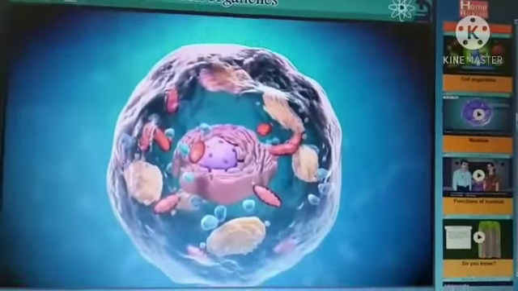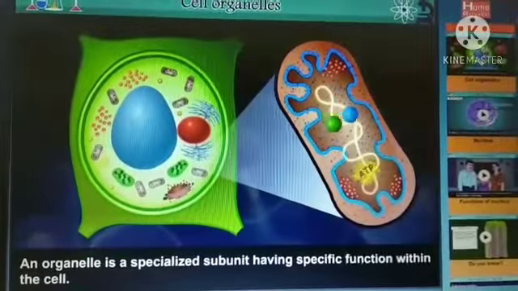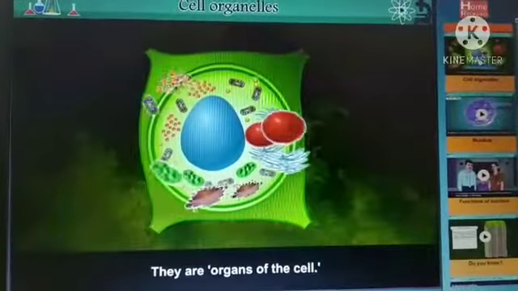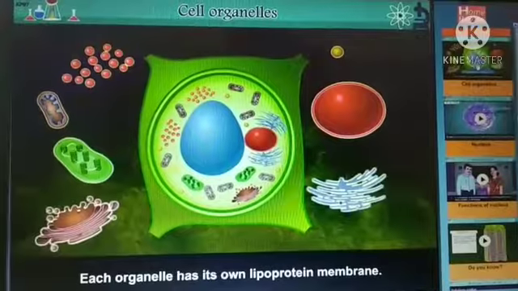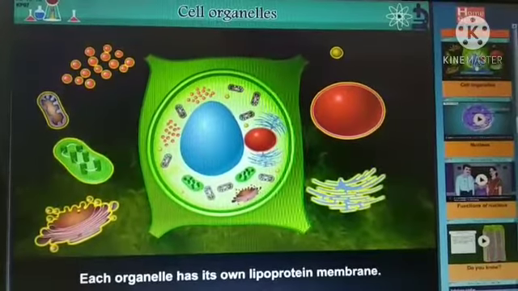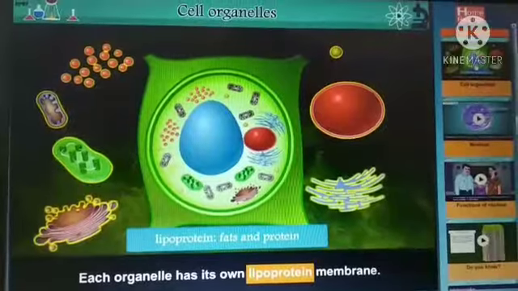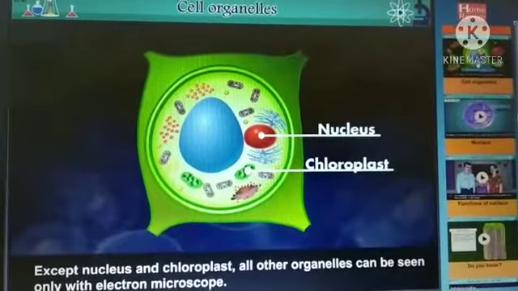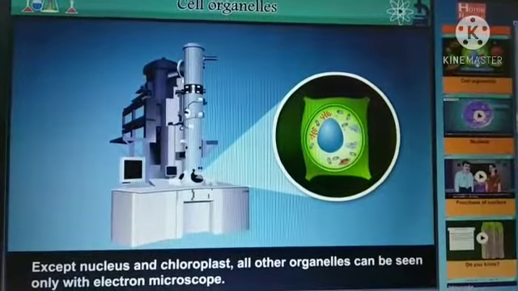Cell organelle. An organelle is a specialized subunit having specific function within the cell. They are organs of the cell. Each organelle has its own lipoprotein membrane. Lipoprotein means fats and protein. Except nucleus and chloroplast, all other organelles can be seen only with electron microscope.